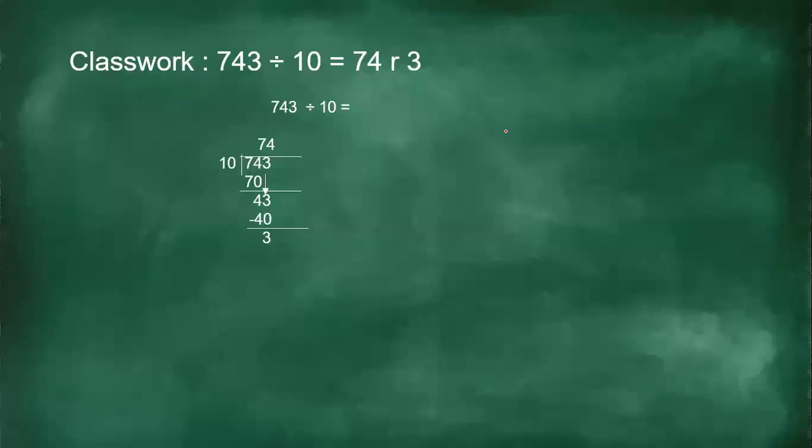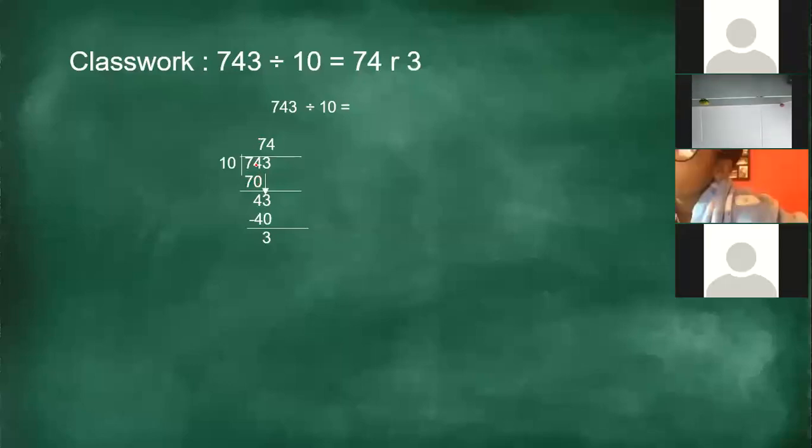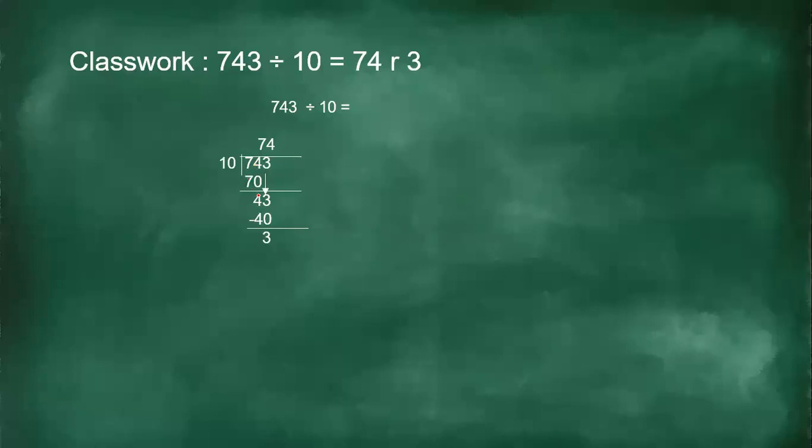So first, sir, I saw that you can't divide 10 from 7. So then I divided it from 74, and then the closest number to 74 in the 10 times table is 70. So 74 minus 70 equals 4. I bring down the 3.